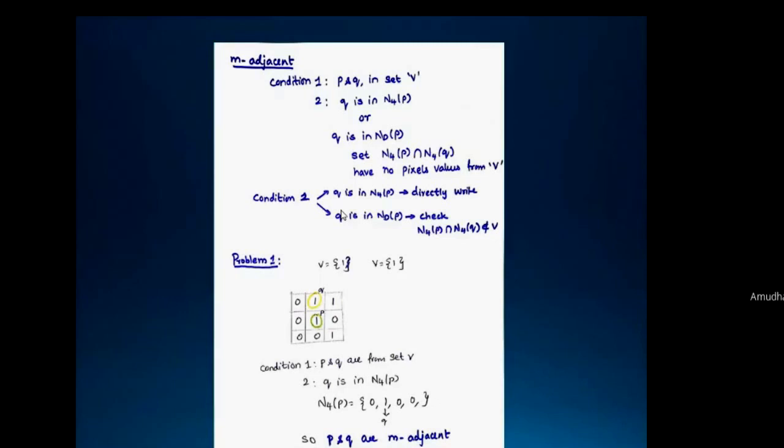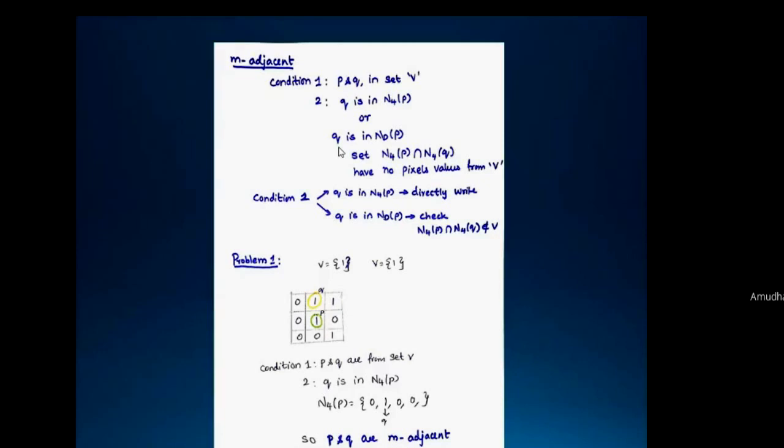Adjacency condition, what is the condition? First condition is simple. P and Q should be in set V. Then we have a second condition. In the second condition, we have 2 branches. One is if it is a 4 neighbor, we have to deal with it differently. If it is a diagonal neighbor, we have to deal with it differently.